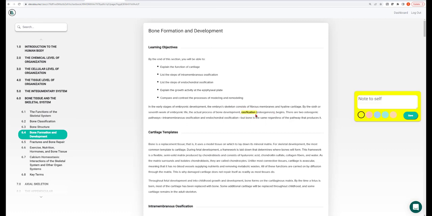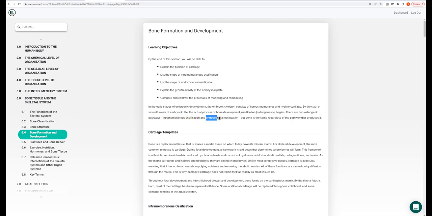The process of forming new bone, ossification. You might also see the word osteogenesis, right? The formation in the beginning, the making of bone. There are two ways by which bone is formed in your body. One is called intramembranous ossification. As the name suggests, it happens within, intra, a membrane, okay, intramembranous ossification.